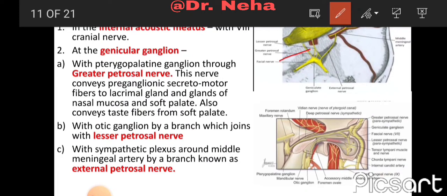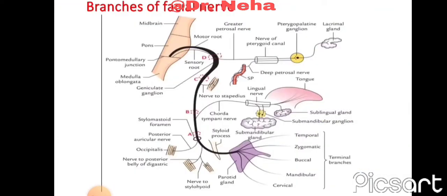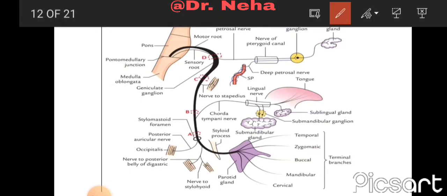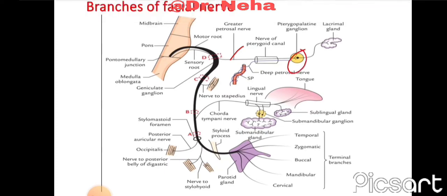This is the greater petrosal nerve, which is carrying preganglionic secretomotor fibers to the lacrimal gland and glands of the nasal mucosa and the soft palate. It also conveys taste fibers from the soft palate. So in the diagram we can see the arising of the greater petrosal nerve, which is supplying the pterygopalatine ganglion. Now postganglionic fibers supply the lacrimal gland and the soft palate.